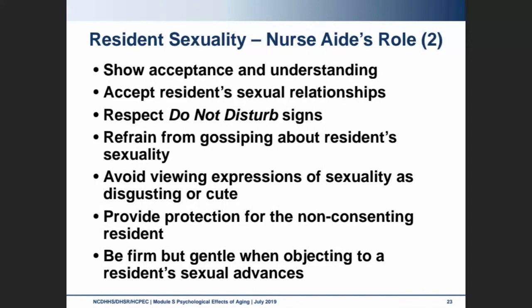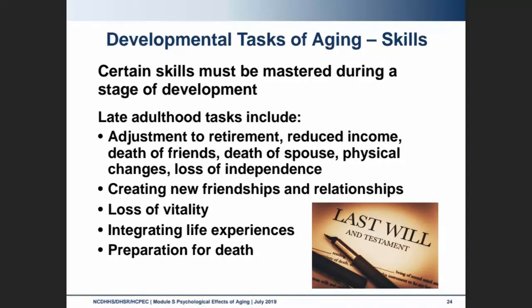So we're going to switch gears here to developmental tasks of aging. There are certain skills that must be mastered during a stage of development. There are different stages throughout life, but we're going to focus on the late adulthood tasks. These include adjustment to retirement, reduced income, death of friends and spouses, physical changes, and loss of independence. Late adulthood tasks also include creating new friendships and relationships, loss of vitality, integrating all of our life experiences, and preparation for death.